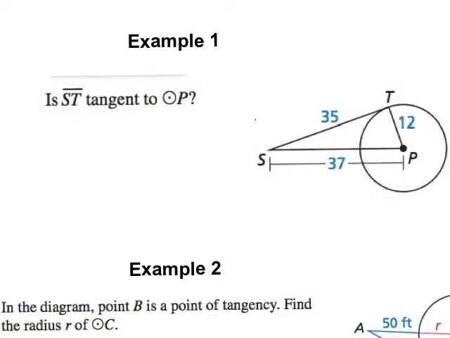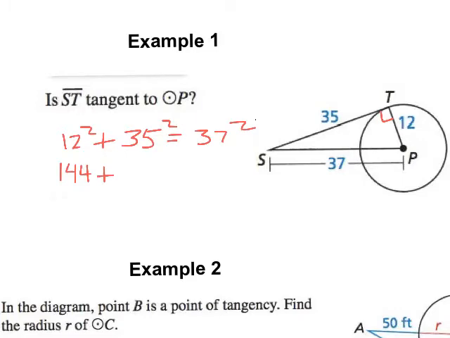Okay, so working through example 1, we talked about figuring out what the right angle is. If it's a tangent, this has to be a right angle because ST has to be perpendicular to TP. That would make this triangle a right triangle. So if we can prove it's a right triangle, we can prove that's a right angle. So my two legs would be 12 and 35, and I'd have 12 squared plus 35 squared equals 37 squared. So 12 squared is 144.